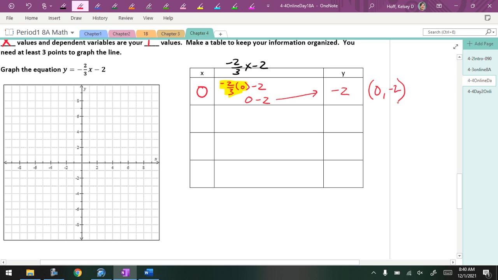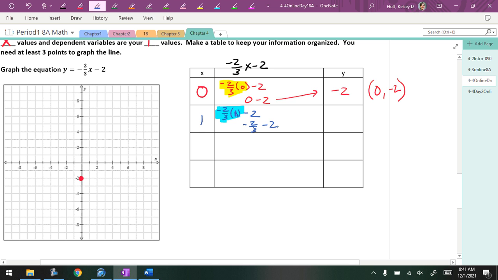Very good. And Tone pointed out this is an easy one to graph because you don't have to go left or right. Agreed? 0 on the x. You're not going to move left or right, but you're going to go down 2. Now, a lot of you wanted to pick 1, and Miss Hoff said, I wouldn't always pick 1. I'm going to show you why. Okay? So if I pick 1, negative 2/3 times 1 minus 2. Any number times 1 is the number you started with. So negative 2/3 times 1 is negative 2/3 minus 2.